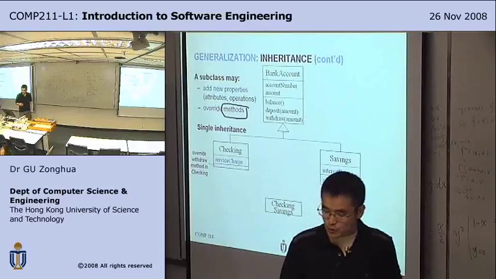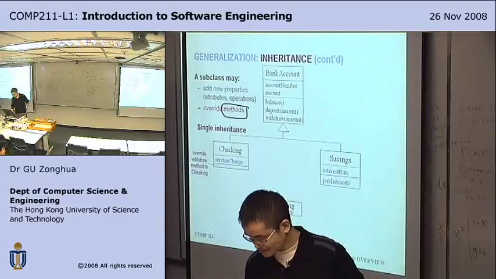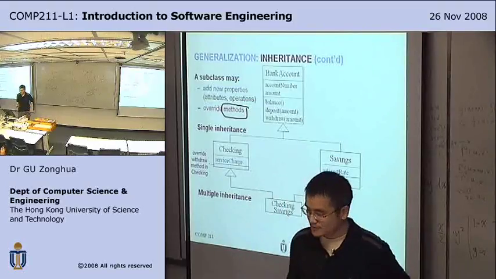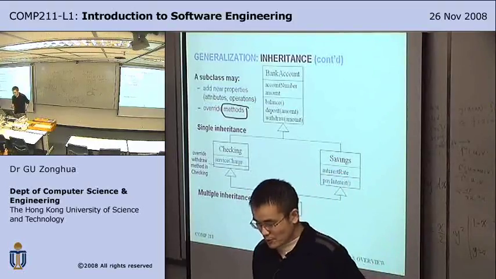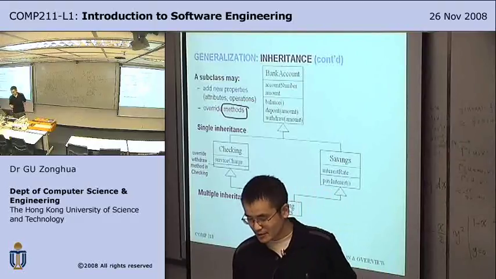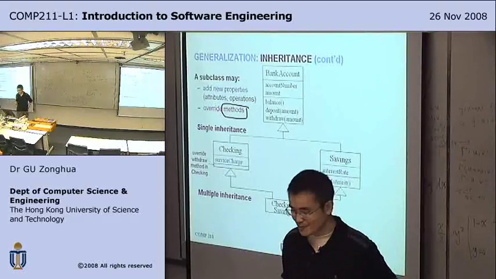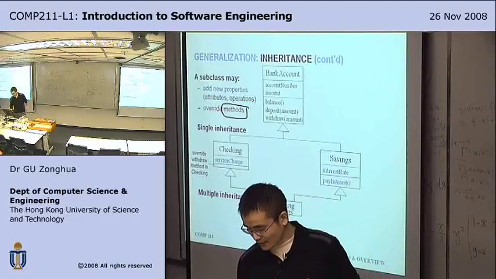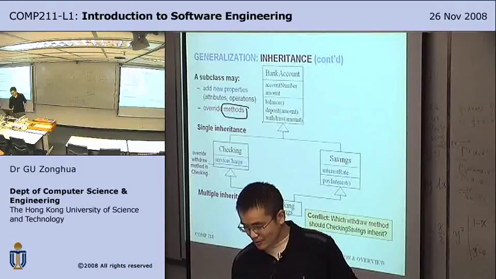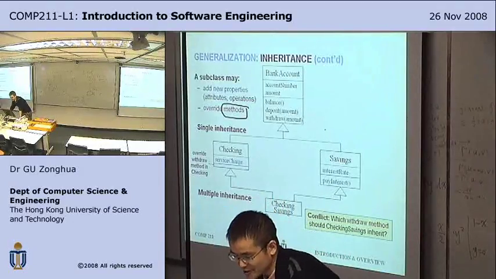Now, you can have multiple inheritance. So suppose you have a hybrid account with characteristics of both checking and savings. You can write checks from it, and you can get interest from it. Then you can do this multiple inheritance. But you may run into difficulties.